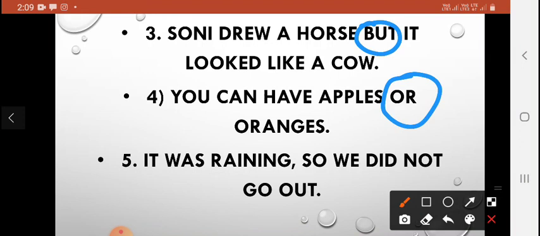It was raining, so we did not go out. So what is the conjunction here? So. Third one, circle on but in the third one. Circle on or in the fourth. And circle on so in the fifth one. Okay.